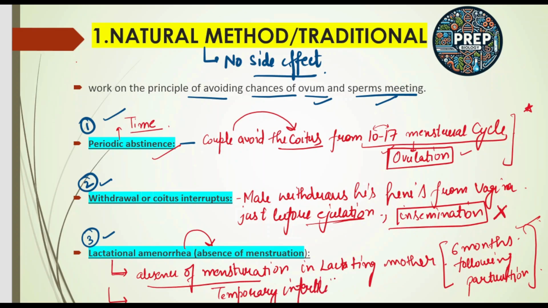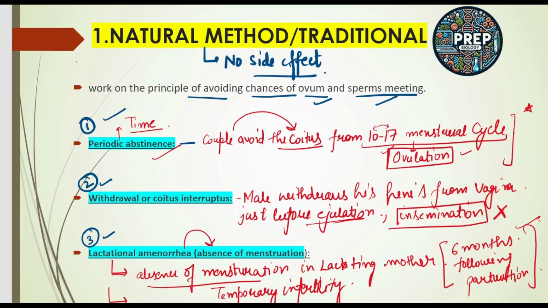Okay, so this is the period in which the chances of conceiving are negligible. So these all three methods are important under the natural method or the traditional method. These methods have no side effects. This is the safest method, the natural methods of contraception.